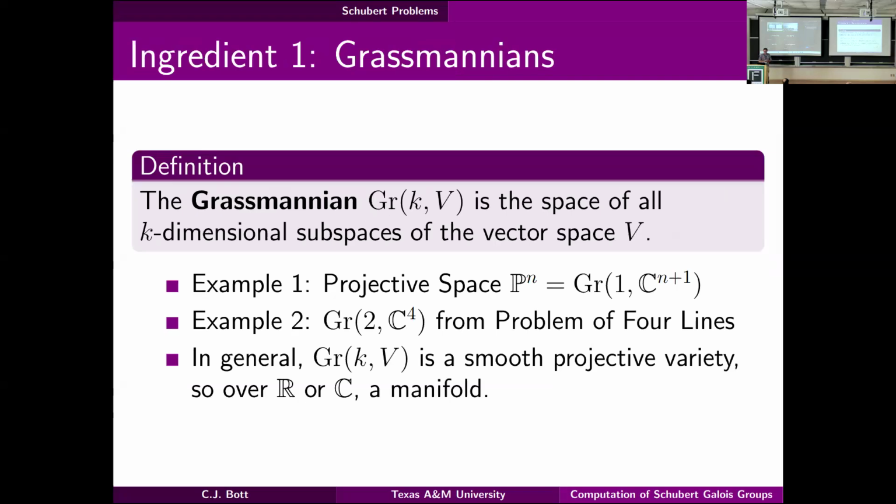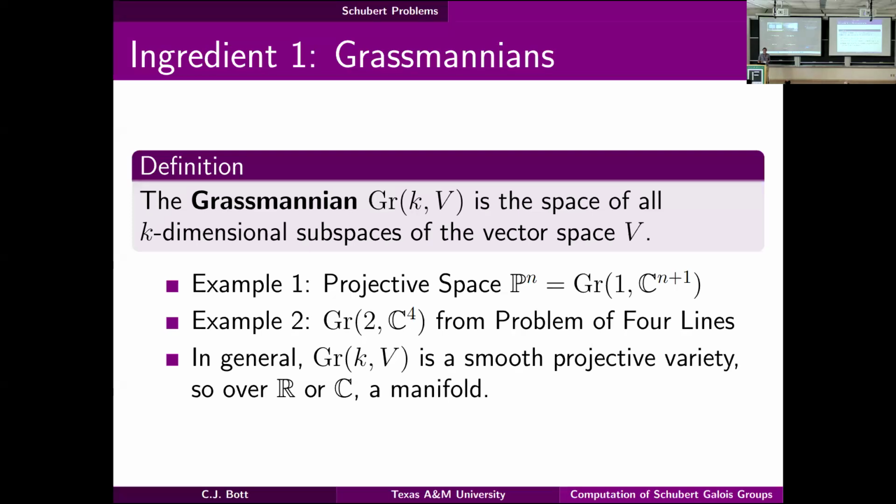So Grassmannians, if you haven't seen them, as a set, they really are just the space of all k-dimensional subspaces of your vector space V. Projective space is a much more familiar example. You take all the lines in some n+1 dimensional space, that is a Grassmannian. The Grassmannian of 2-planes in C^4, that is where we were looking at the problem of 4 lines. And the nice thing is that in general, although it might not seem obvious from the definition, the Grassmannian is a smooth projective variety. So over the reals or the complex numbers, a manifold.